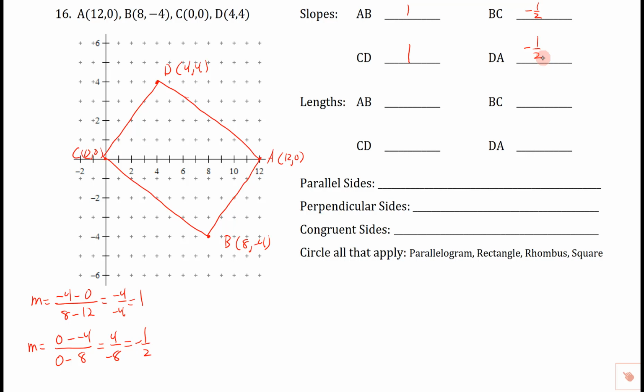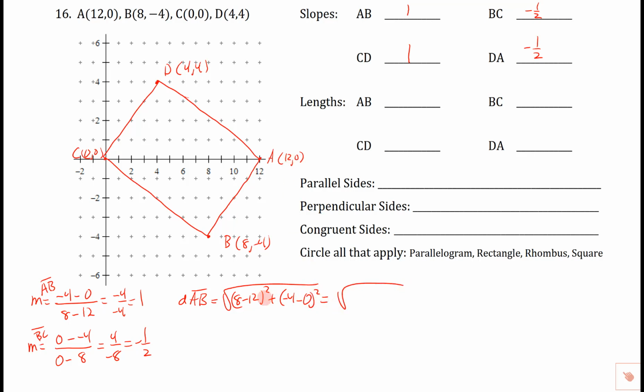The next thing we want to do is the side lengths. Again, I'm going to use the distance formula for AB. So I'm going to say distance AB. I guess I could have done slope of AB, and this would have been the slope of BC. So the distance for AB, we're going to do x2 minus x1 quantity squared plus y2 minus y1 quantity squared. So this is going to be x2 minus x1, so 8 minus 12 quantity squared plus y2, which is -4, minus y1, which is 0, quantity squared.